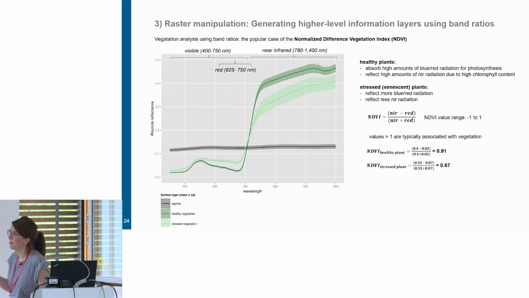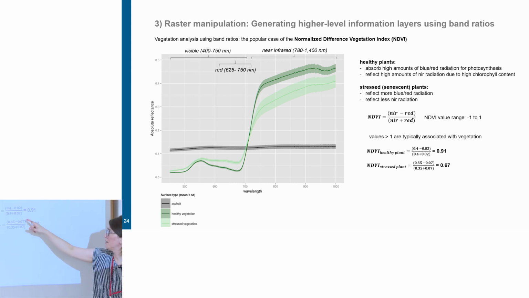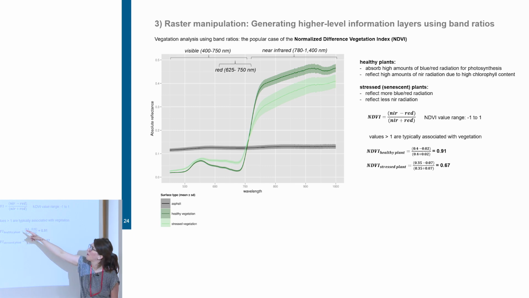Here I took some values from that spectral profile. For the healthy plant, in this case, you get a value of 0.91, so it's really high, so it indicates a healthy plant or full cover. And for the stressed plant, you see it's still above 0, but lower than the healthy plant. I will correct that later.